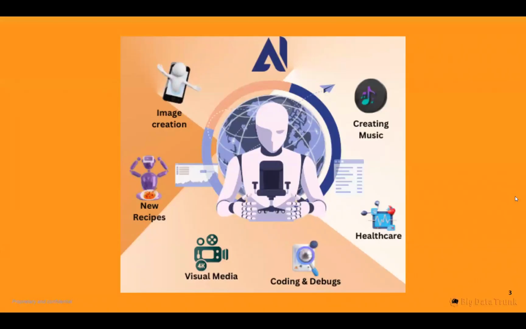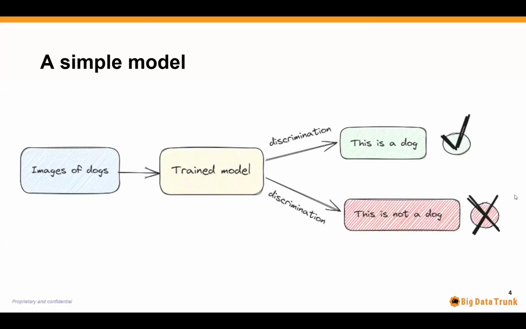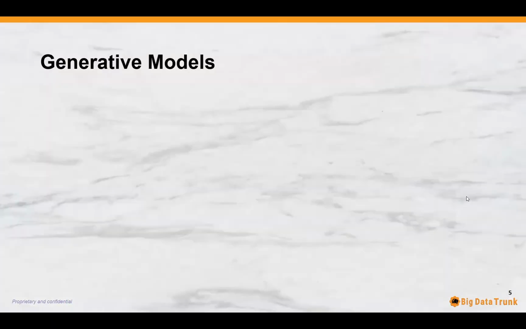They can do image creation, new recipes, healthcare, create music, and a lot more. What they do is they learn from lots of examples and then create new things that are similar but not exactly the same. For example, if we show a generative AI lots of pictures of dogs, it can learn to draw new pictures of dogs that it has never seen before. And it can also distinguish, like a tested model, whether it is a dog or a cat or a donkey or anything. Why? Because we have trained it.